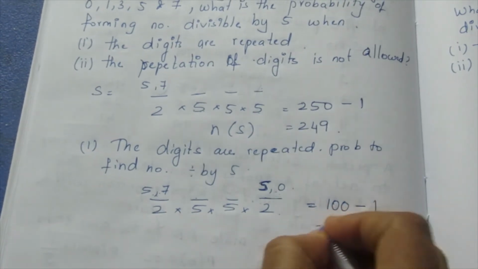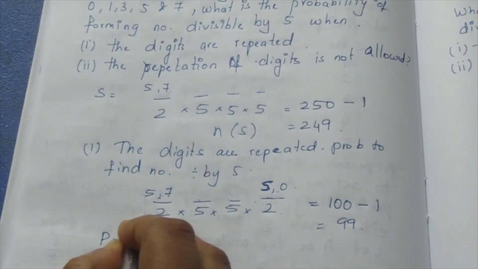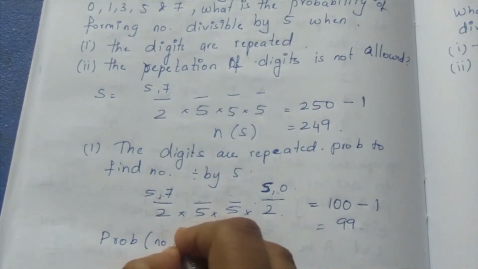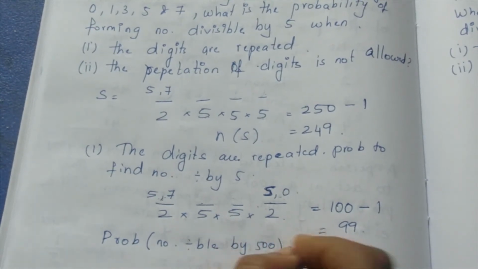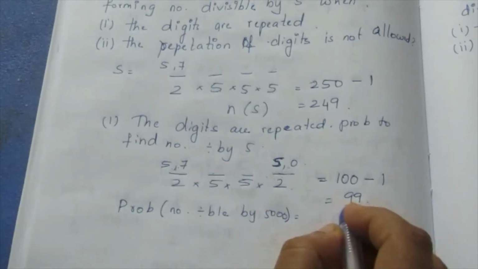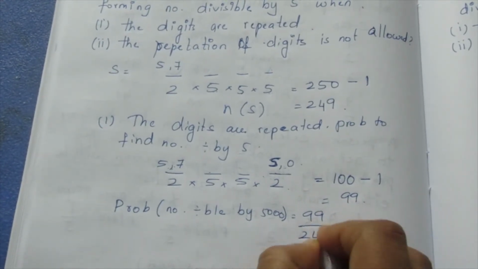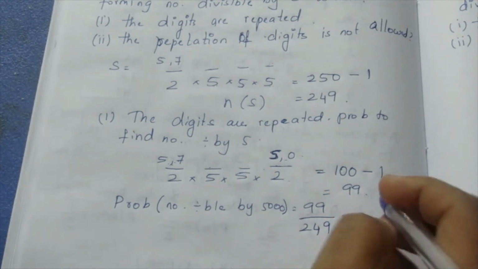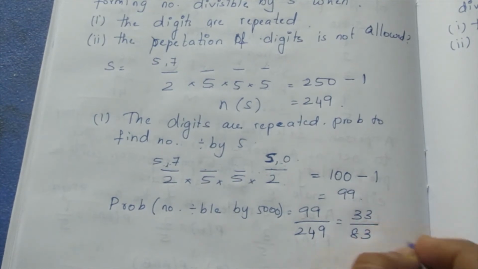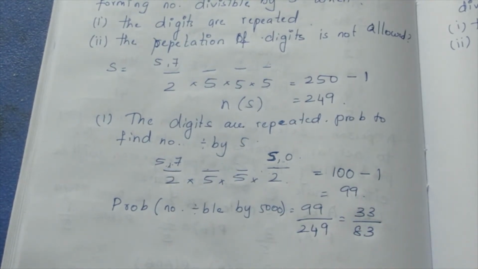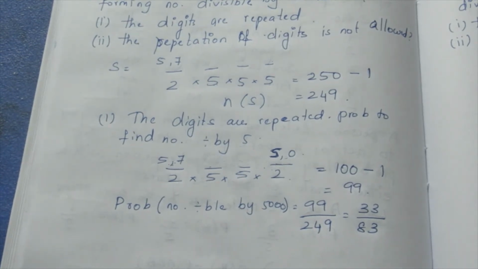So 100 minus 1 is 99. Therefore, the probability of the number being divisible by 5000 is equal to the favorable outcomes divided by the total number of observations. Favorable outcome is 99 by 249. It is divisible by 3, so we can cancel: 33 by 83, since 3 8s are 24 and 3 3s are 9. So 33 by 83 is your final answer.